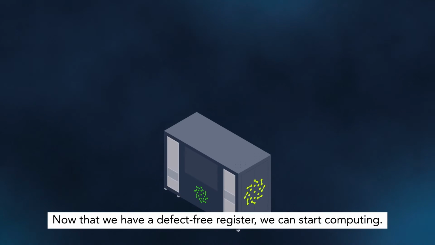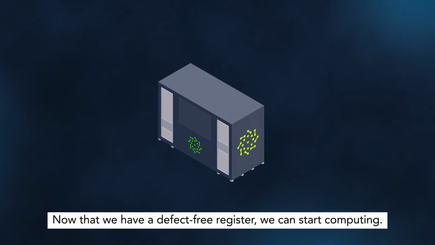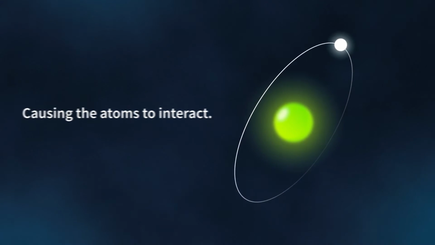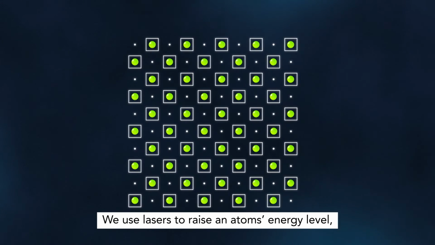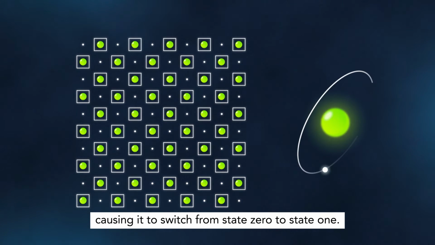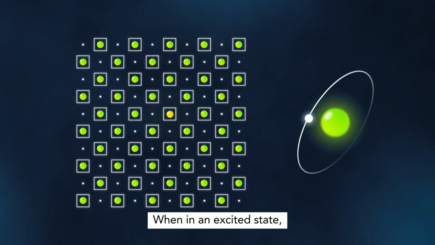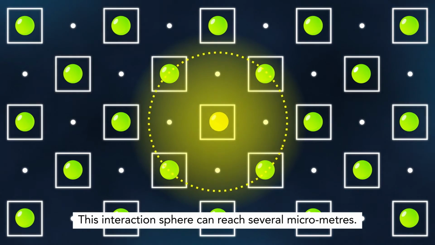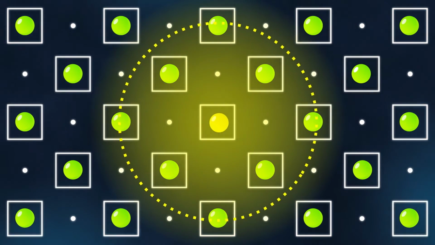Now that we have a defect-free register, we can start computing. In practice, this means causing the atoms to interact. We use lasers to raise an atom's energy level, causing it to switch from state 0 to state 1. When in an excited state, the atom starts to interact with neighboring atoms. This interaction sphere can reach several micrometers.